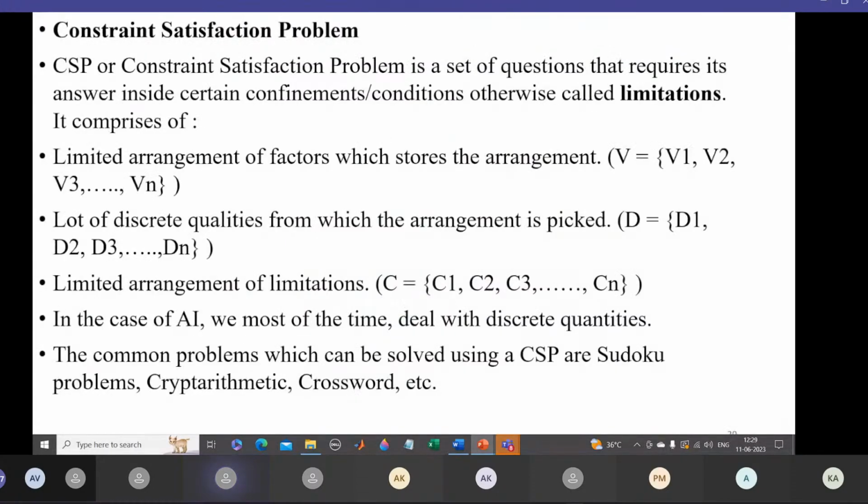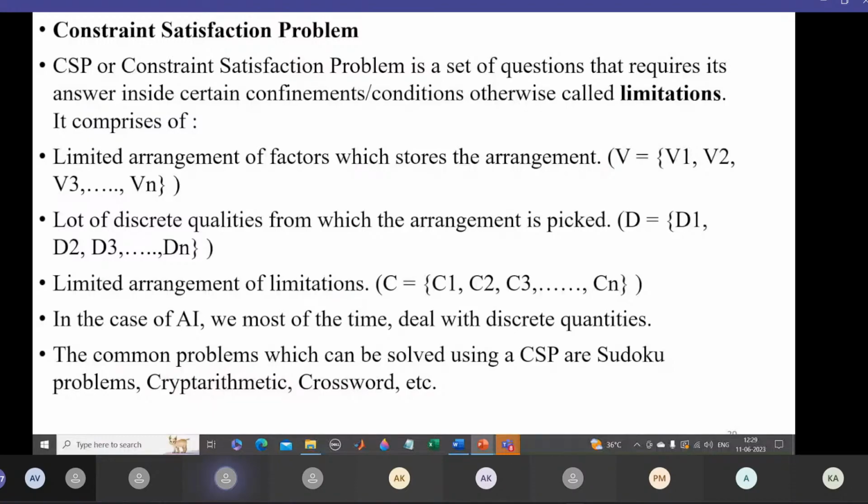Next we have constraint satisfaction and intelligent agents. So it is an autonomous entity. It can act upon the environment using sensors and actuators for achieving goals. So it learns from the environment to achieve its goals.